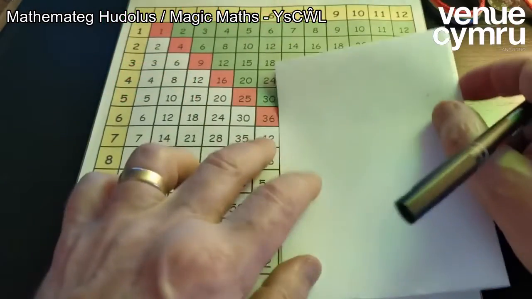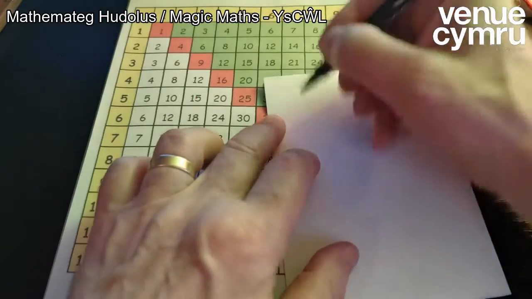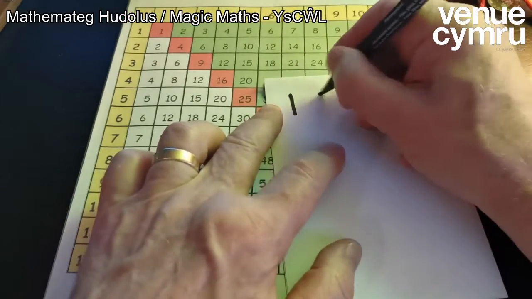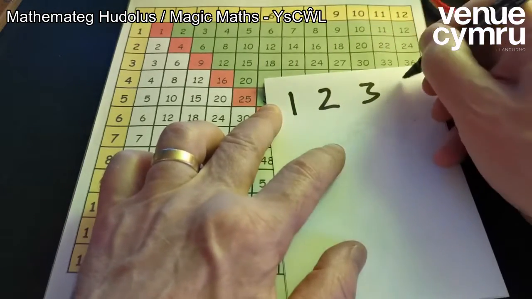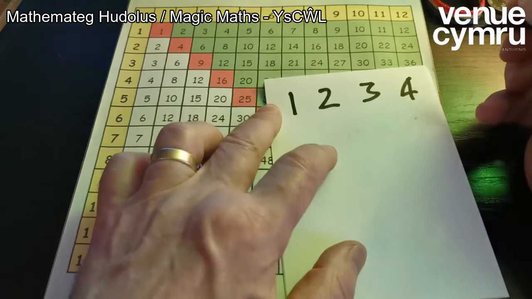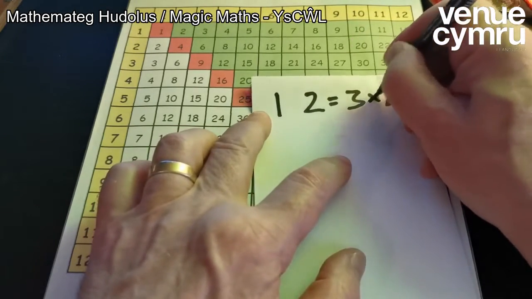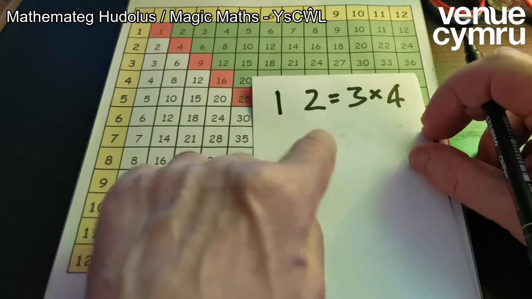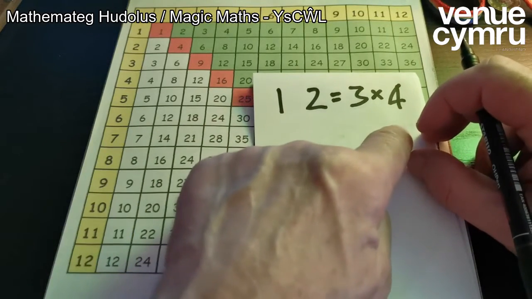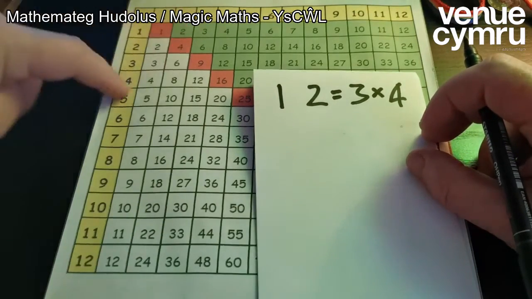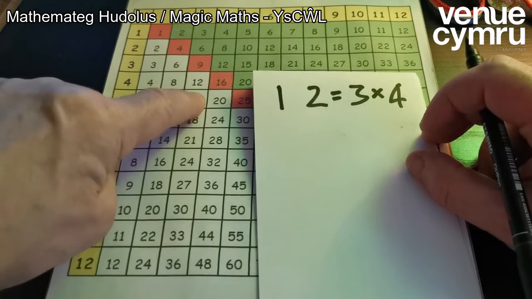The first trick's really nice and it's really easy to remember. All you do is you write down 1, 2, 3, 4, and now look at this. You put an equals in there and you put a times in there and you get 12 equals 3 times 4. And if you check it, have a little look, we go 3 and then there's 4 and there's the 12. Look at that, perfect.